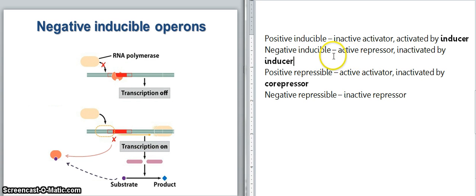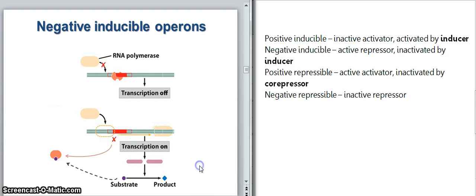So basically, whenever you have an inducible operon where transcription is normally off and is being turned on, our little guy here that's helping, what I'm calling a co-regulator, I don't know if anybody else calls it that, but let's just say it's a co-regulator. Under an inducible operon, that co-regulator is an inducer. Whereas under a repressible operon, that co-regulator is a co-repressor.